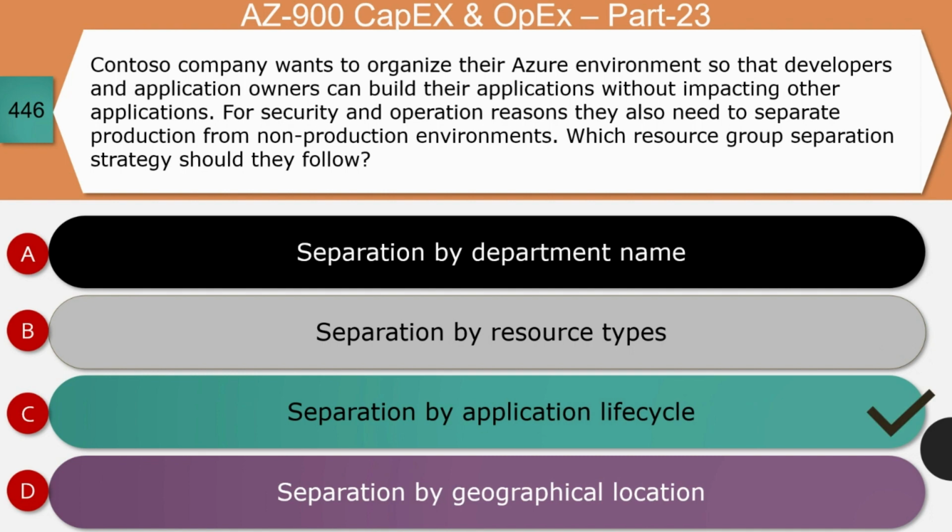Let's see the reason. Separation by application life cycle to group the resources is the right answer. Assume there is a requirement for temporary feature testing, then create resources under a group called temp testing. And upon completion of the testing, delete the resource group temp testing. That will ensure that all the resources under the group are deleted, and so it is very easy to manage.